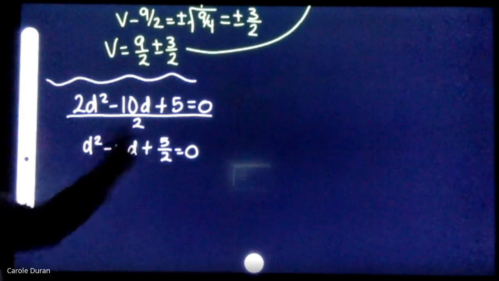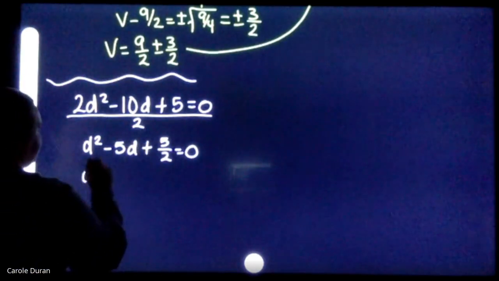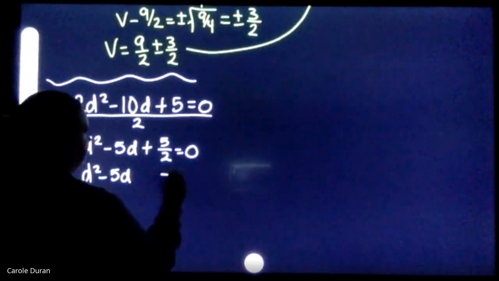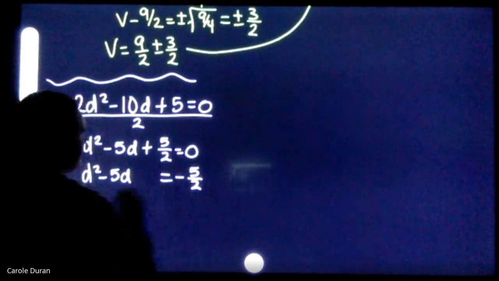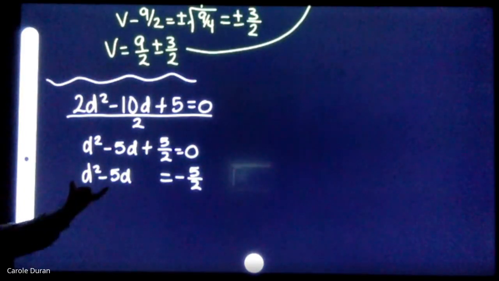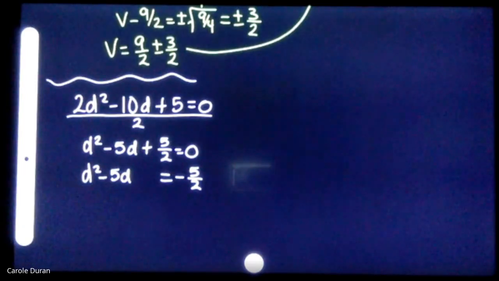Step 2, I need to move that constant over. So I get D squared minus 5D equals negative 5 halves. I left a space so that I can complete the square and make this a perfect square trinomial on the left-hand side.